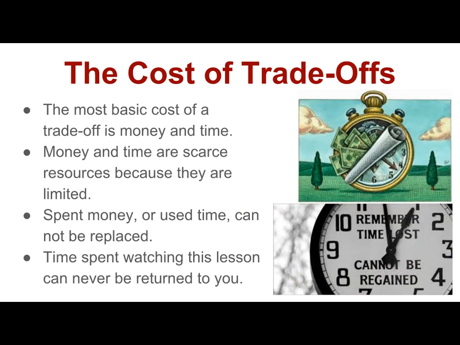Now, the costs of a trade-off are primarily two things. The most basic economic cost is time and money. This is because time and money are scarce resources. They're scarce resources because they're limited. We can't have unlimited money, no matter how wealthy we are, and we don't have unlimited time.